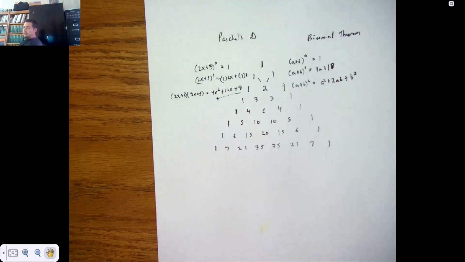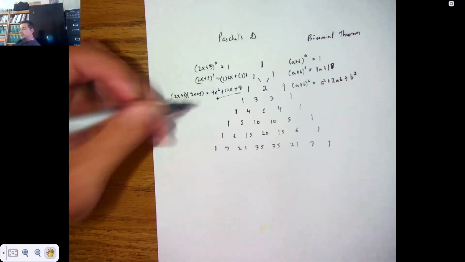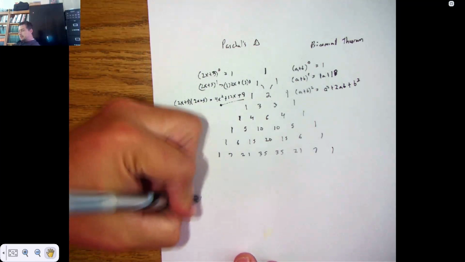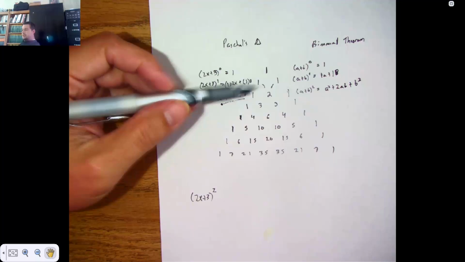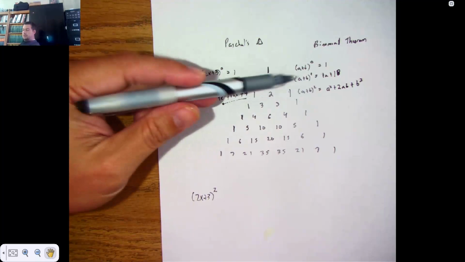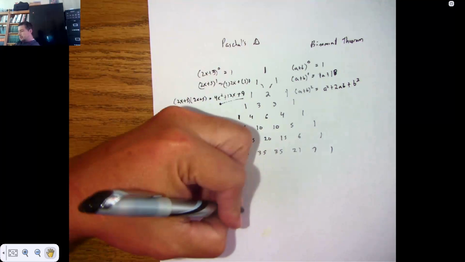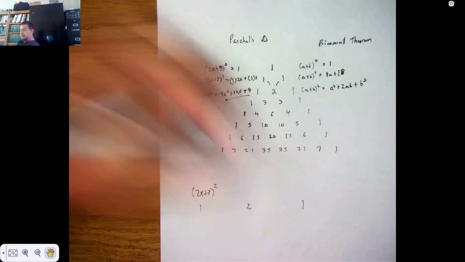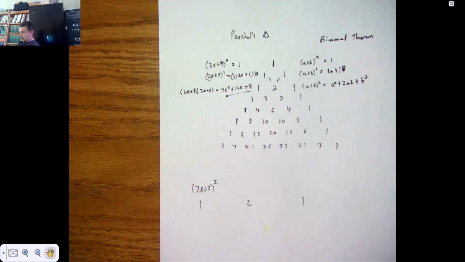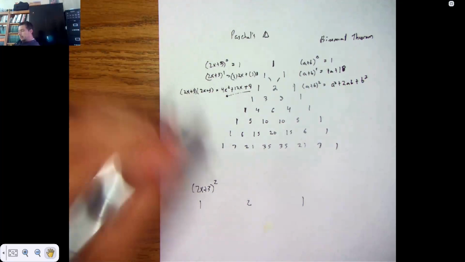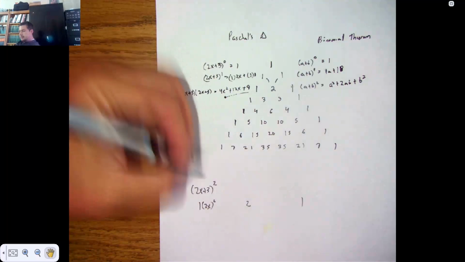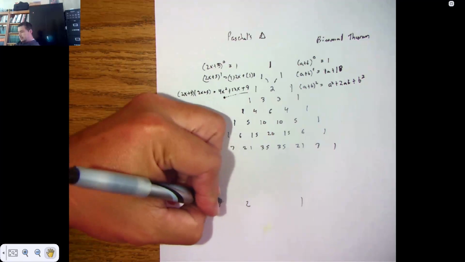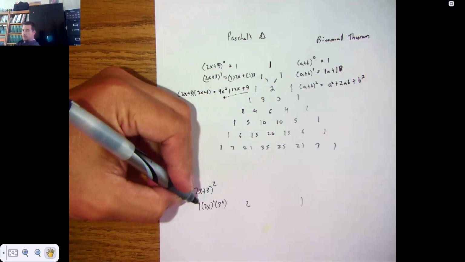Alright, so let's go back to this problem I was working on in the last video. It was just 2x plus 3, and I was wanting to know what it was when I squared it. So when I square it, I look at this line right here, this 1, 2, 1. I'm going to write down 1, 2, 1. That's what I'm going to look at. I multiply 2x to the second times 3 to the 0 by 1.